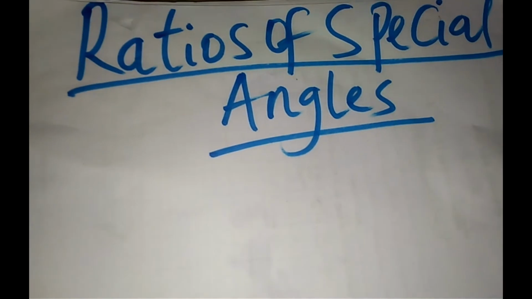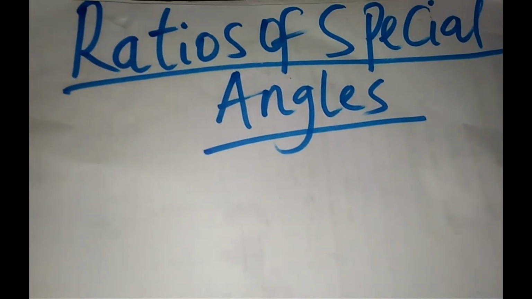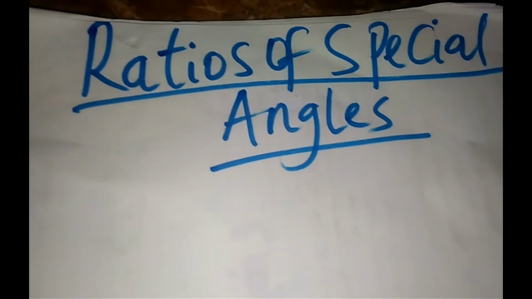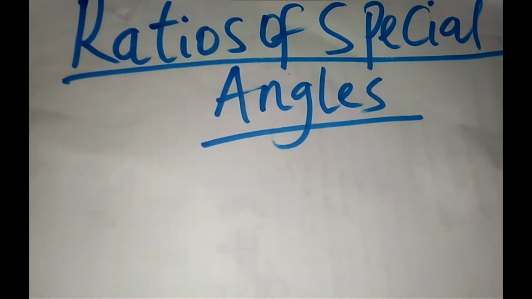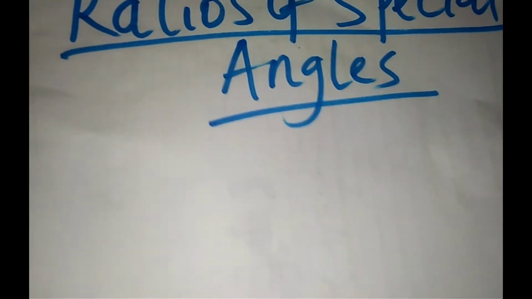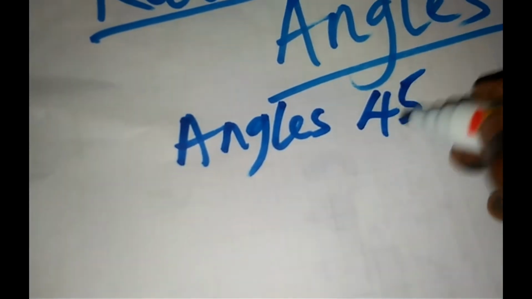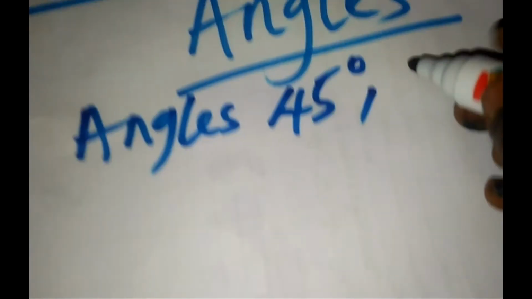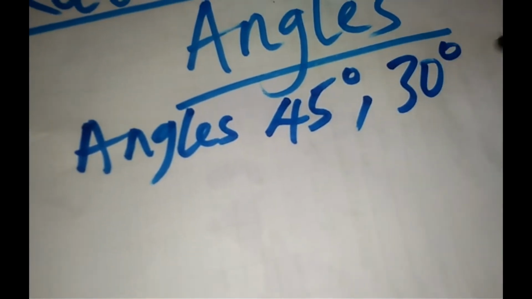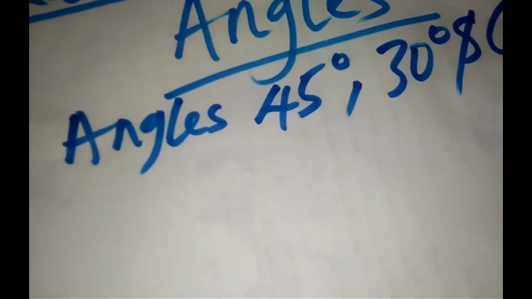Today we'll be doing mathematics and I'll be looking at ratios of special angles. So these special angles we'll be considering would be angles 45 degrees, 30 degrees and 60 degrees.